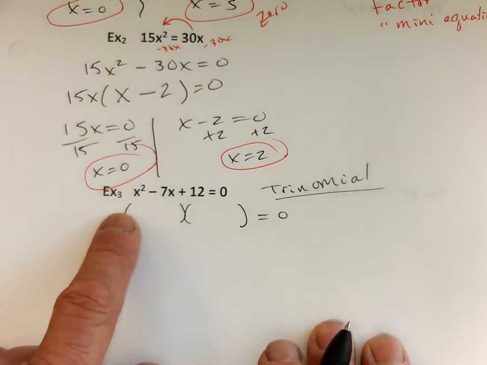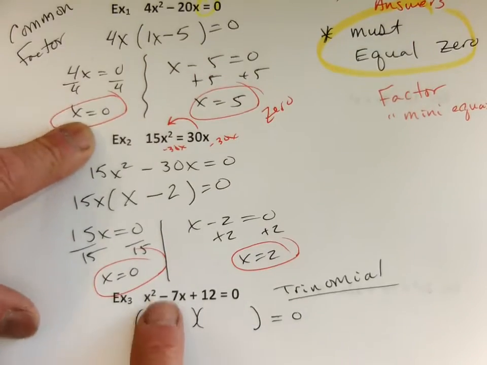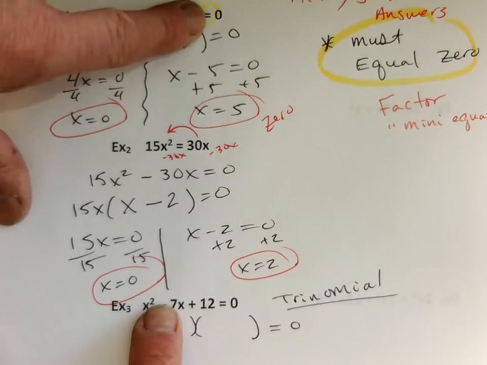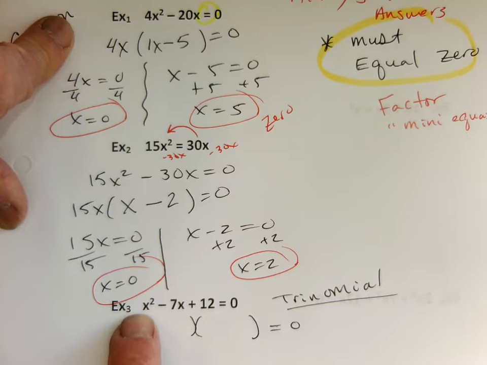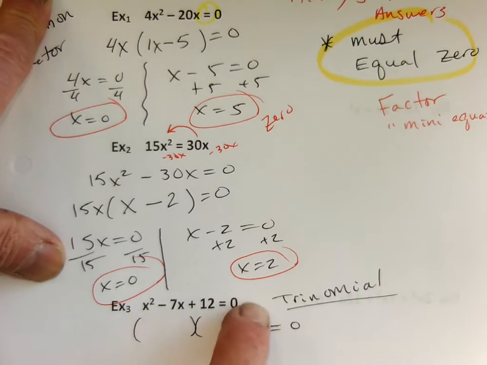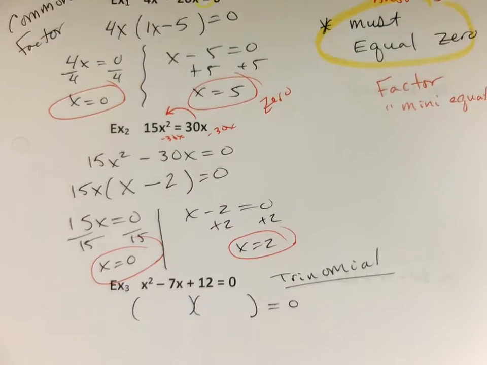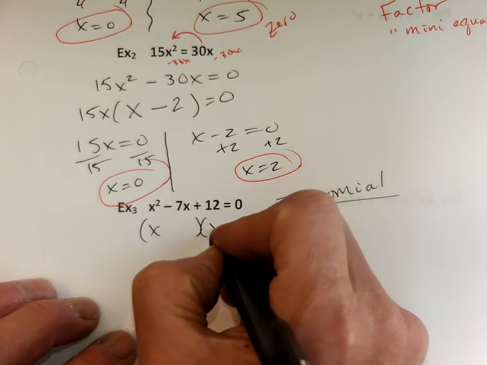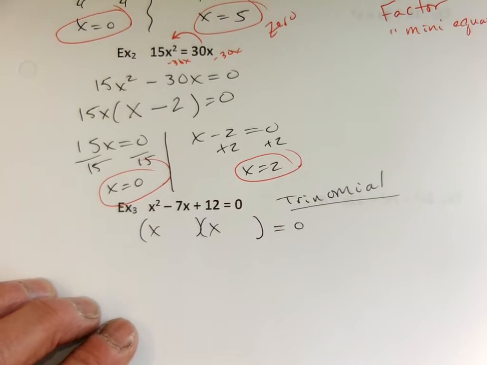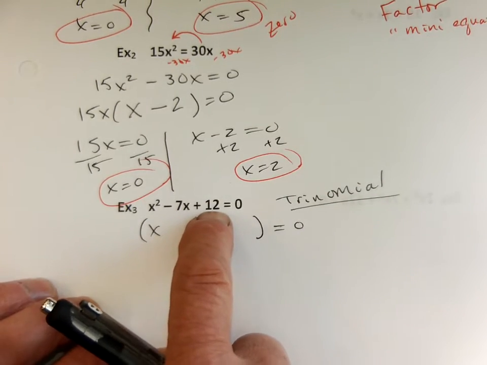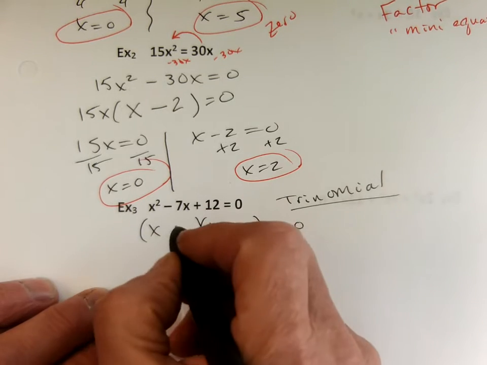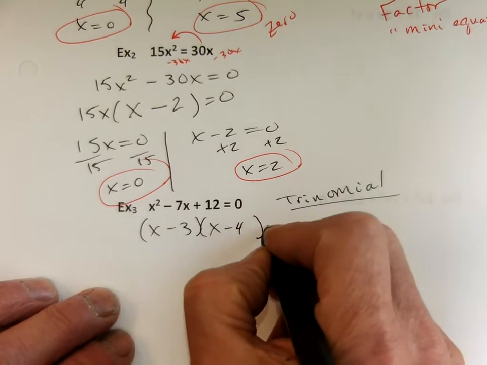You guys see the difference between example 1 and example 3? Take a look at example 1 for a second and example 3. Do you see the difference? First of all, example 3 doesn't have anything in common. So remember how we did yesterday? x, right? What times what makes 12? How about a negative 3 and a negative 4? You guys agree with Teva?